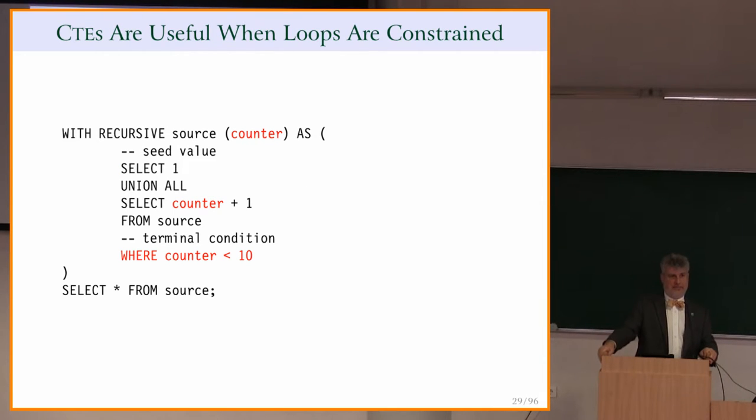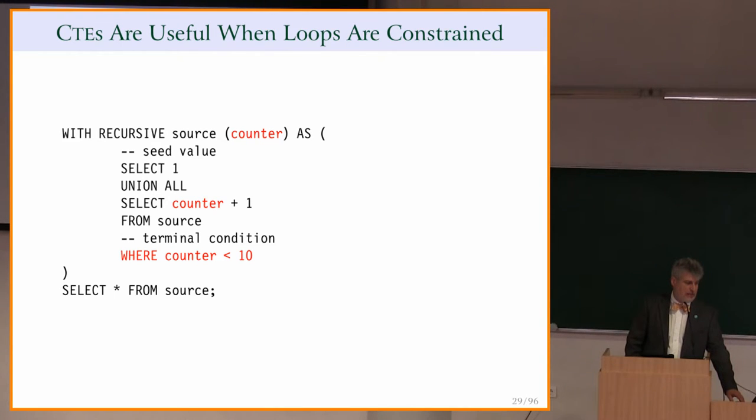This is where it gets interesting. As you can imagine, looping over and over the same row, the same value, never finishing, is useless. But this example actually allows us to run the recursion 10 times. Why is that? Well, it starts with the one, and the one goes up here, and then the union all says, I'm going to select from source again, so here's one. Is one less than 10? Yes. Okay, let's return two. Two comes down here.